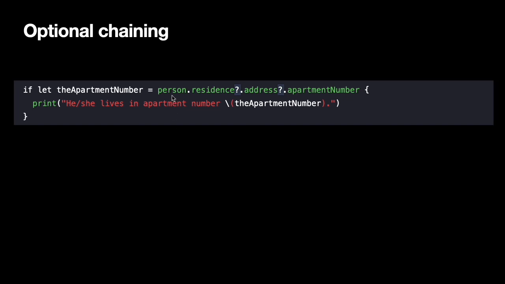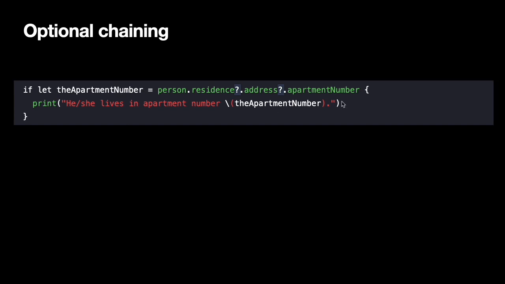In this case, we want to access the apartment number if it exists, but if it does not exist, we want nil. And we can do that with one if-let statement, where every time in our data structure it could be optional, we use a question mark. So person.residence might have a residence, might have an address, and then we pull out the apartment number. And if all of those are non-optional, then the apartment number will go in our new constant. If any of these are optional, then the optional chaining will terminate at that point and we will get nil, but we will not have a crash.